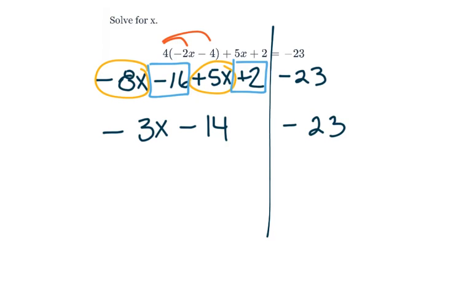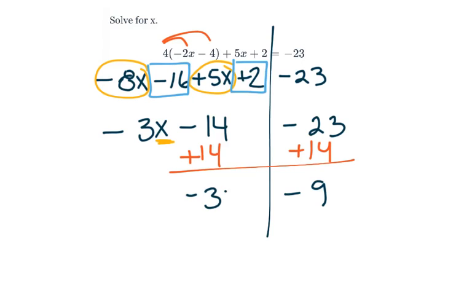All right. And then I'm trying to get everything away from the x, okay, through inverse operation, because I got to move it to the other side. So the opposite of subtracting 14 would be adding it. So let's add 14 to both sides. All right. And then -23 plus 14 is -9. So that gives us a -9. Bring down -3x. All right.